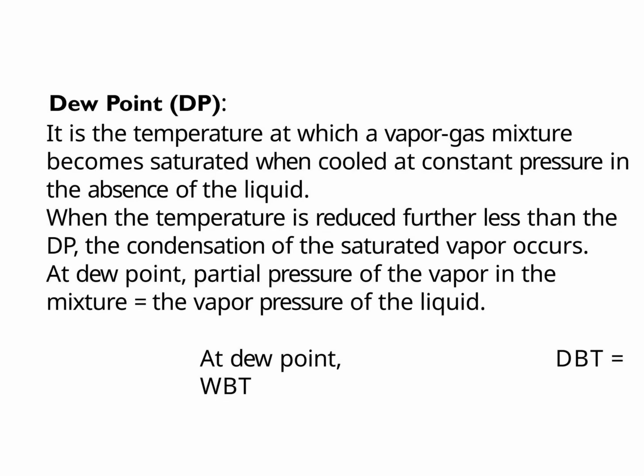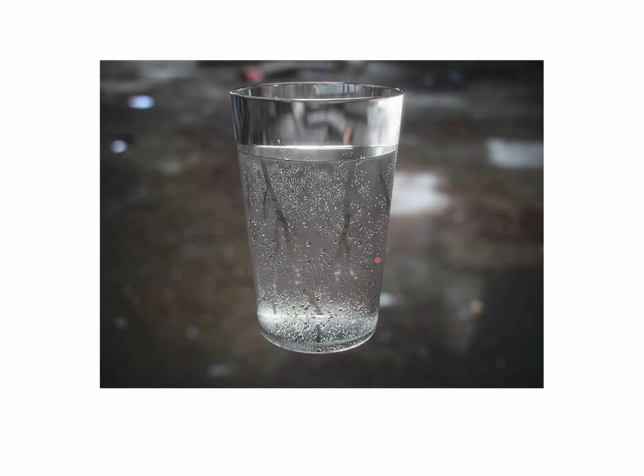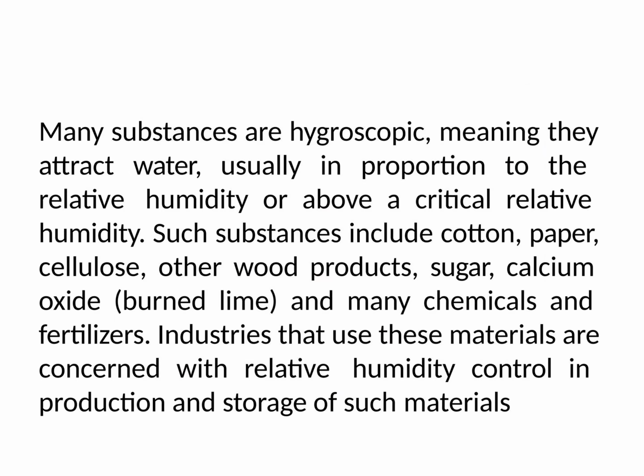So this is the temperature at which a vapor gas mixture becomes saturated when cooled at constant temperature in the absence of liquid. When the temperature is reduced further, less than the dew point, the condensation of the saturated vapor occurs. At dew point, the partial pressure of the vapor in the mixture is equal to the vapor pressure of the liquid. So this is the scenario that I'm wishing to show.